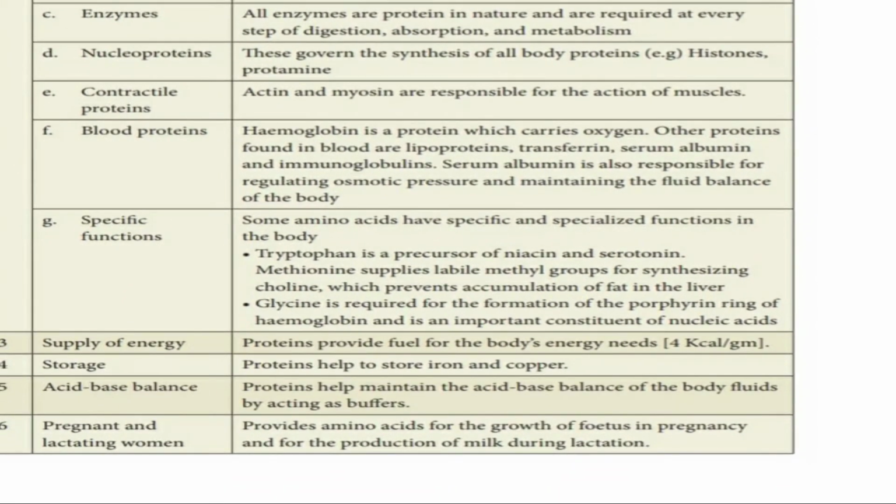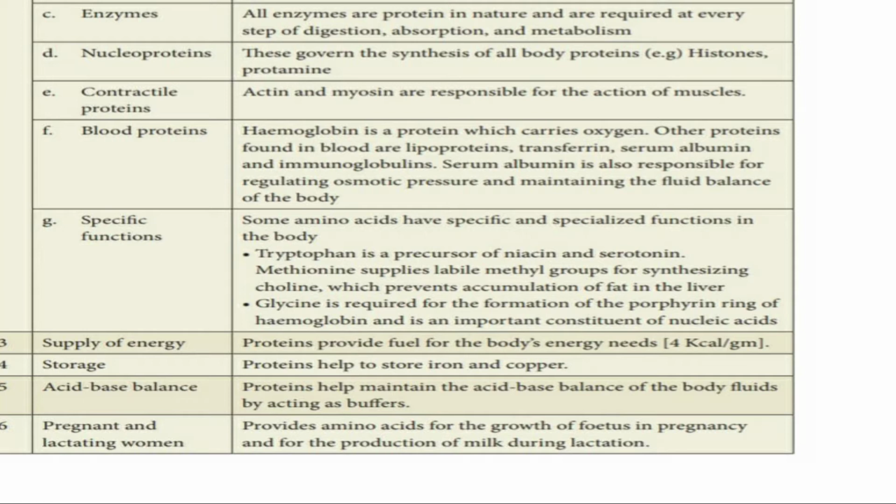Next is blood proteins. Hemoglobin is a protein which carries oxygen and transports oxygen to various parts of the body. Other proteins found in blood are lipoproteins, transferrin, which transfers iron, then serum albumin and immunoglobulin. Serum albumin is also responsible for regulating the osmotic pressure and maintaining the fluid balance in the body. So this albumin plays a very important role in maintaining the osmotic pressure, and thereby it maintains the fluid balance of the body.